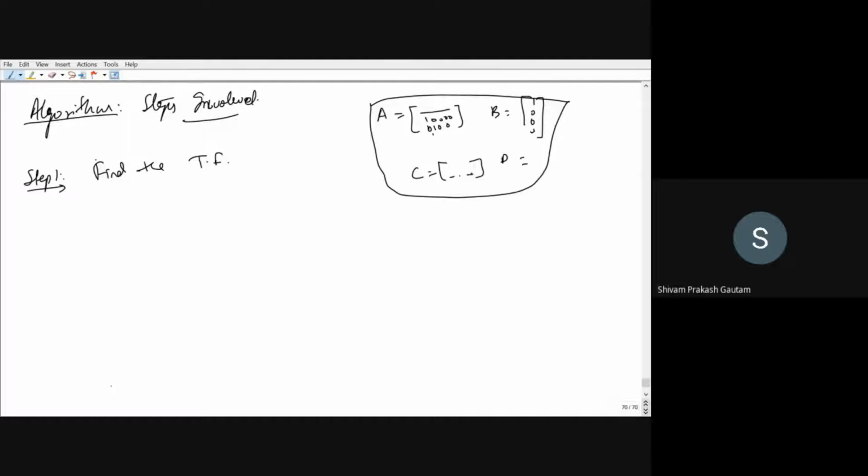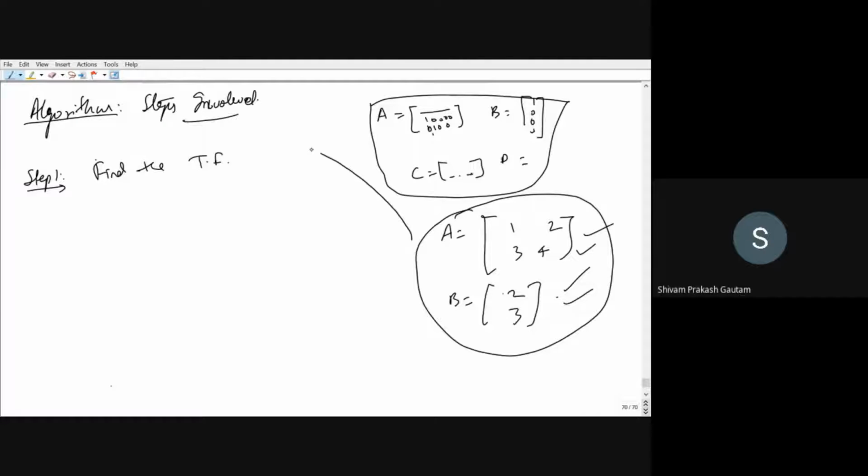Suppose the given system has an A matrix which is not in control canonical form, say 1, 2, 3, and 4, and the B matrix is 2 and 3, and we have to introduce a feedback here so that our poles should be in the desired location. But right now we can see our system is not in control canonical form. So for such a system, we will see what steps are involved.